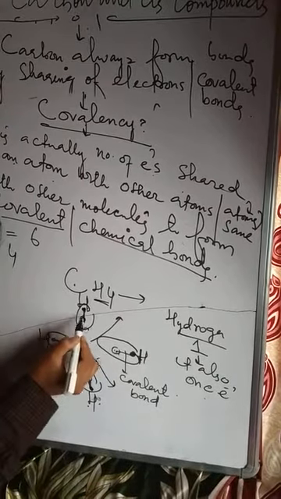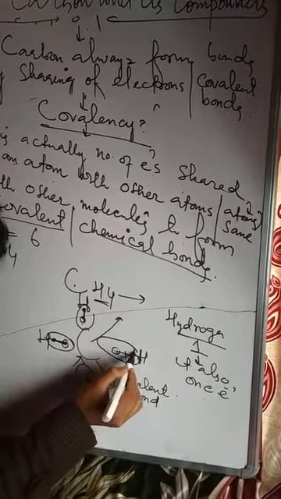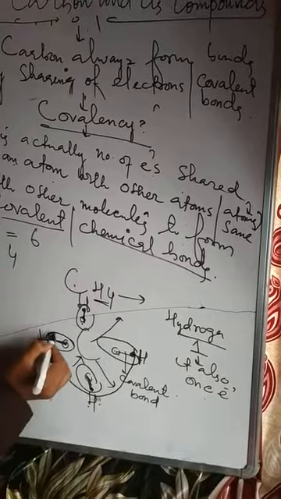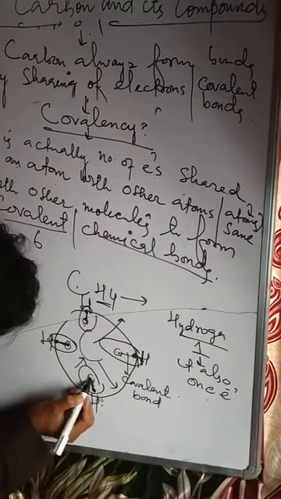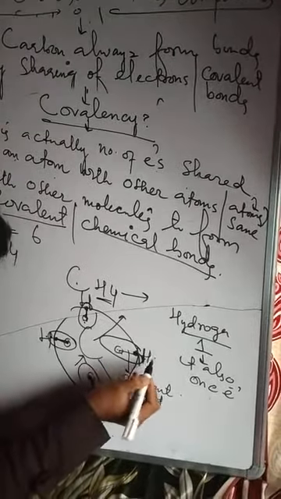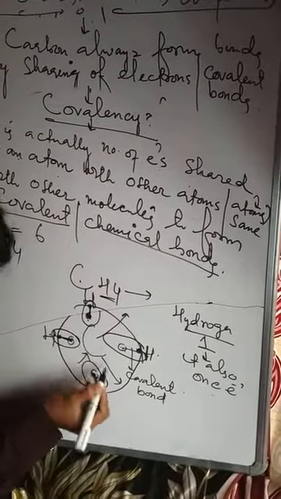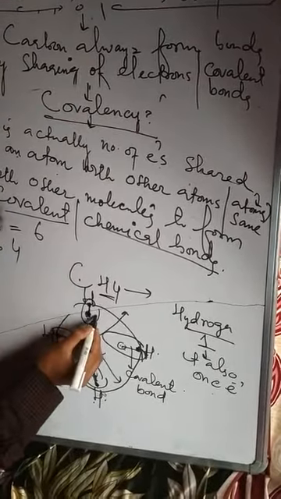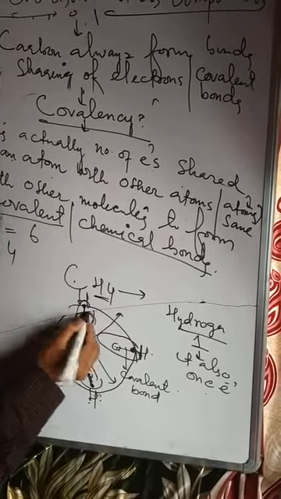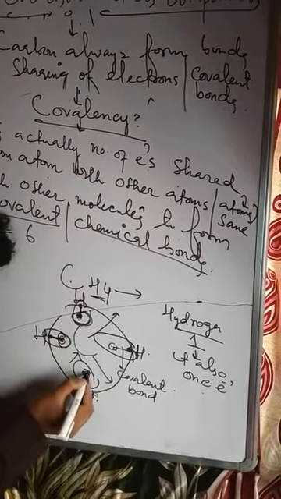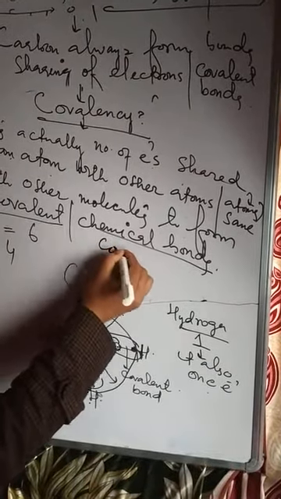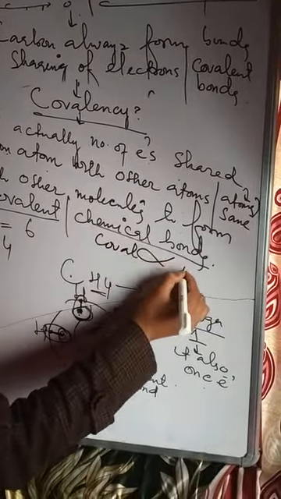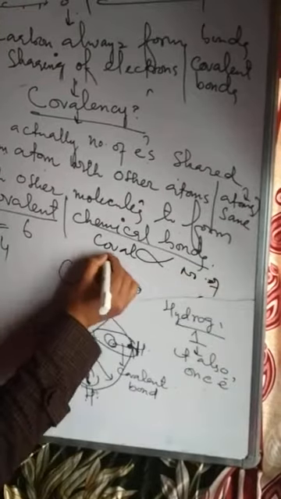1, 2, 3, 4, 5, 6, 7, 8. That means it achieves the nearest noble gas configuration. And that means by sharing of its 4 electrons with other hydrogen atoms, carbon gets stable. And it's actually the number of these shared electrons. The number of these shared electrons defines the covalency of an atom. So covalency is directly proportional to the number of shared electrons.